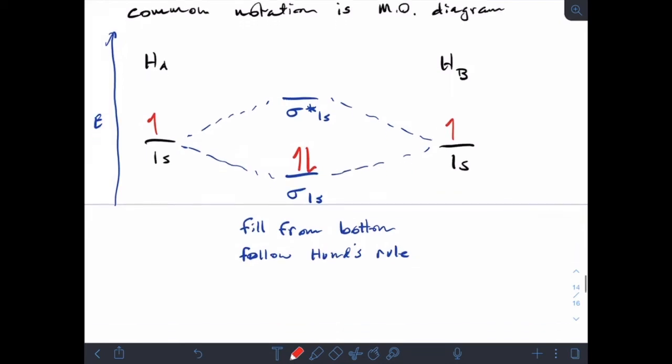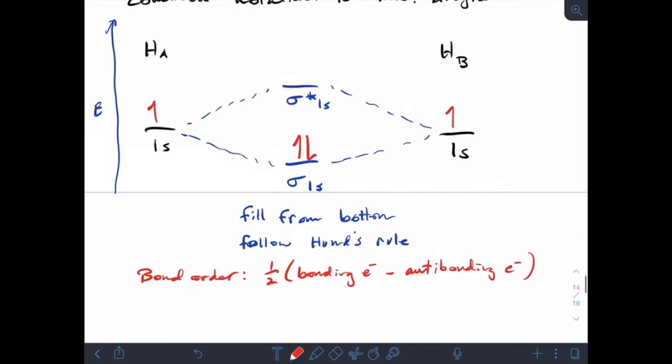All right, so let's take a look at bond order. We talked about bond order once before, but we have a slightly new way to look at it. So bond order, when we're dealing with molecular orbitals, is 1/2 the bonding electrons minus the antibonding electrons.